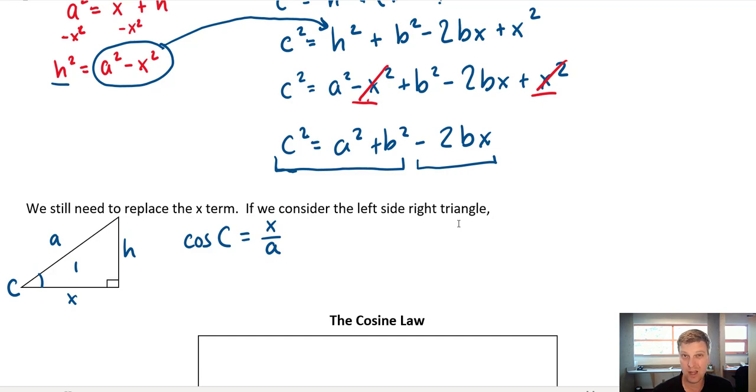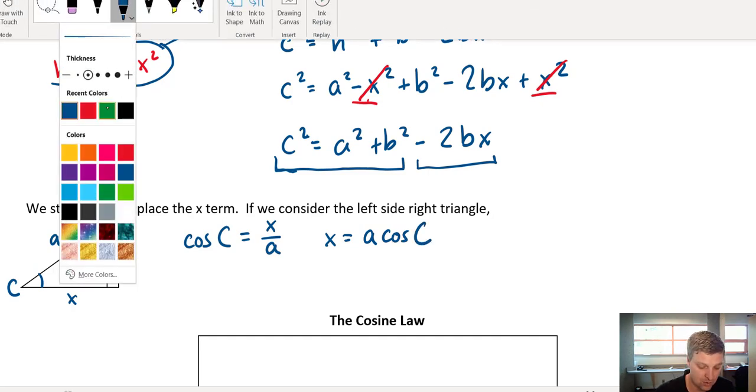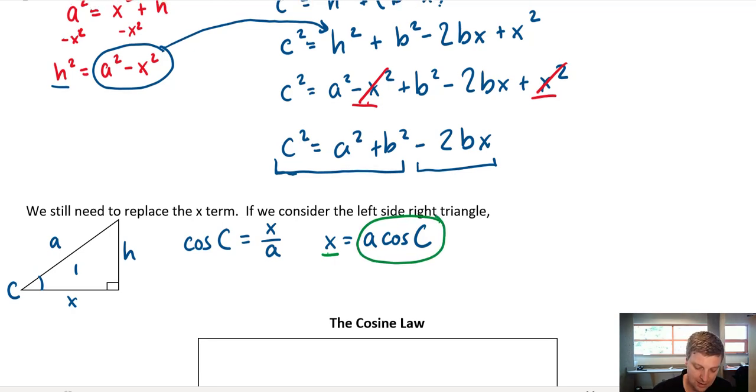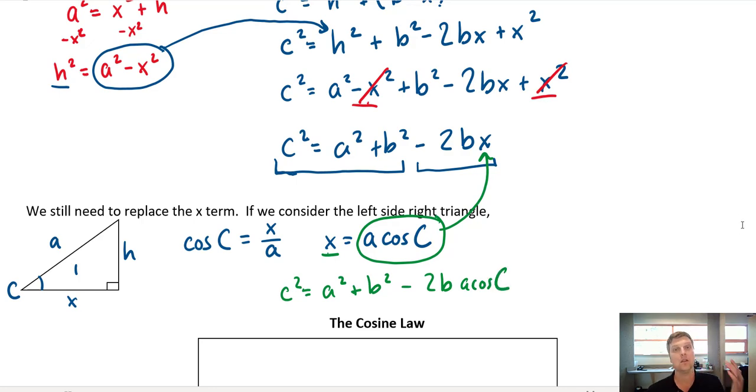And then if I rearrange that, I could write that as x is equal to a times the cosine of C. And again, I'm going to do this little trick where I say, well, hold on a second. If x is equal to a times the cosine of C, I could take this thing and substitute in there for x. And so this would be rewritten as c squared equals a squared plus b squared minus 2b a cos C, which is the cosine law.